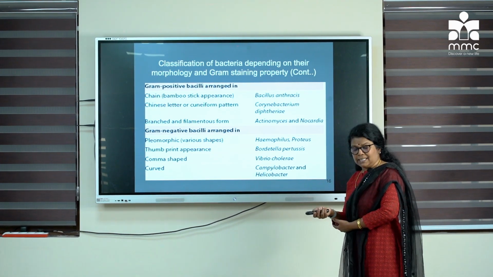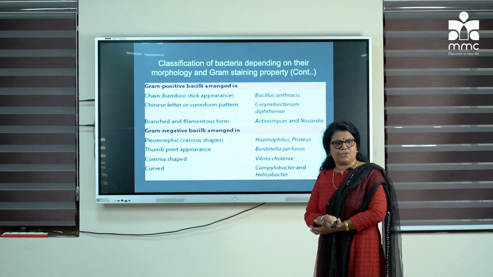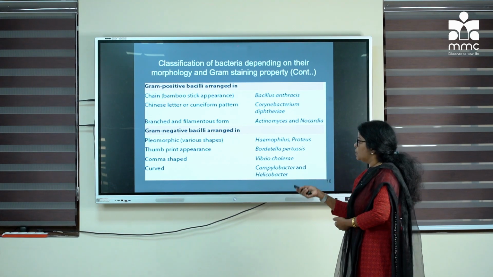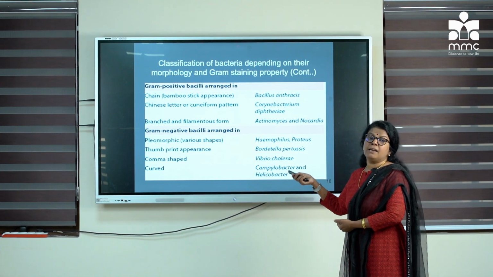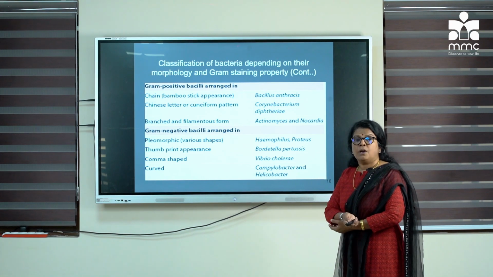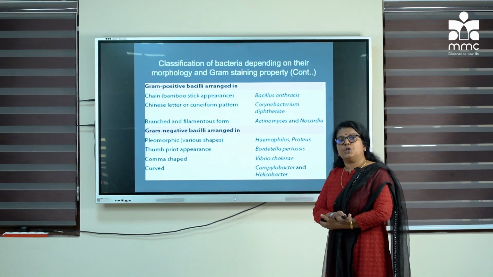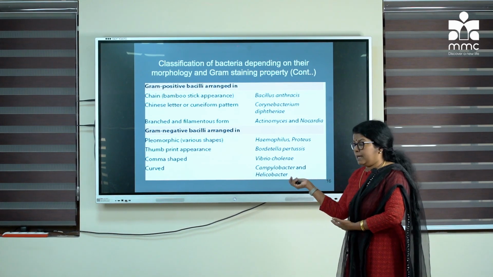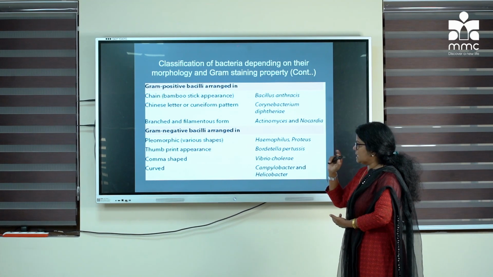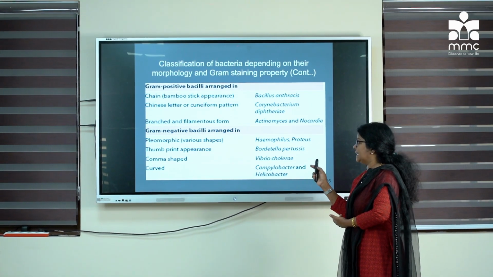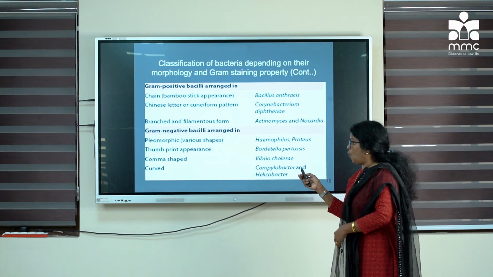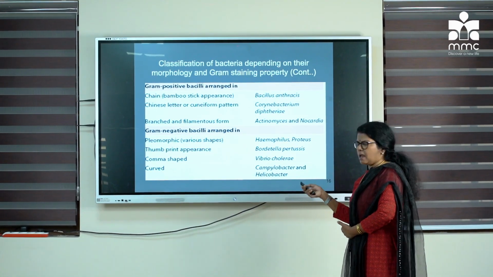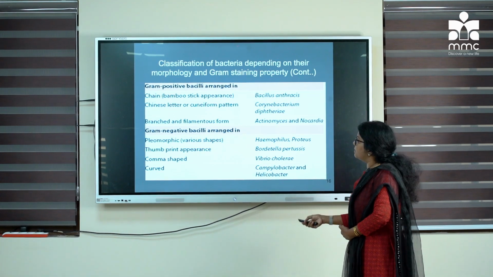Then gram-negative bacilli. Gram-negative bacilli don't have much difference in the types of arrangement, but there are differences in the shapes. So pleomorphic bacteria, gram-negative bacilli, which are pleomorphic in shape and size. Examples are pneumococcus, pseudomonas, then proteus, etc. are examples for pleomorphic gram-negative bacilli. Then comma-shaped gram-negative bacilli, example Vibrio cholerae. Then curved ones, again spirochetes.